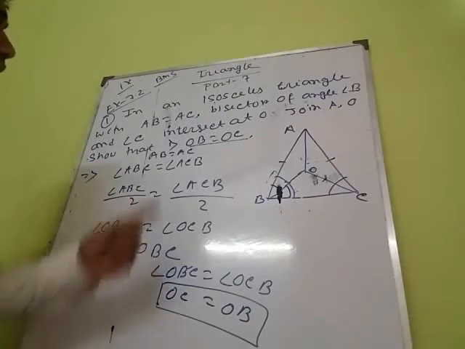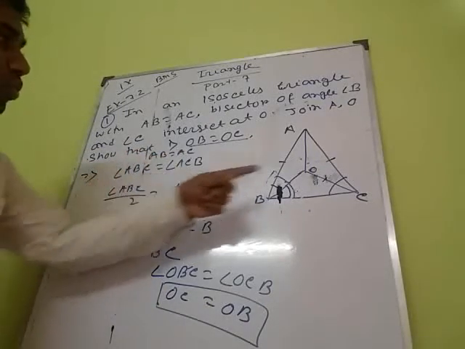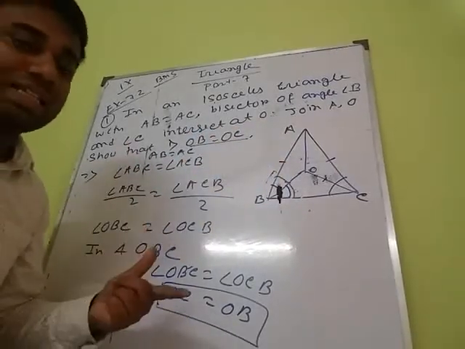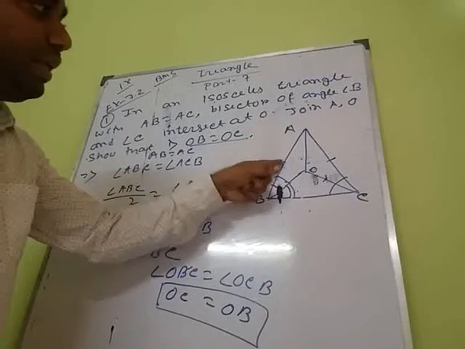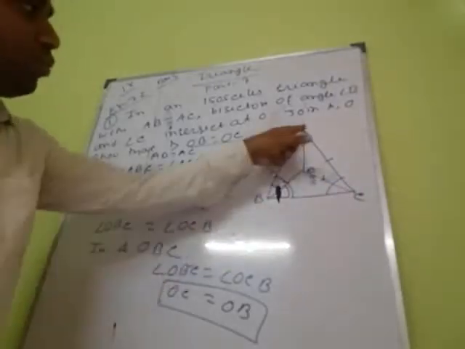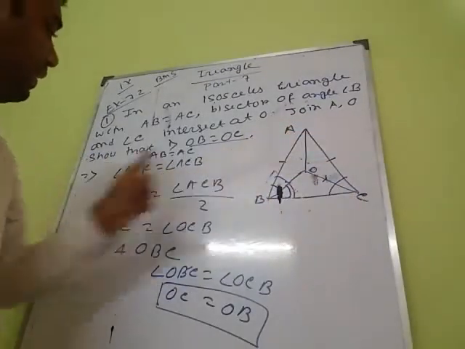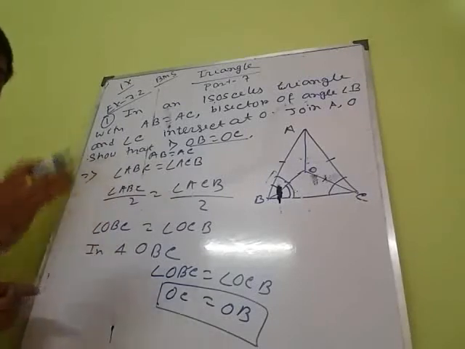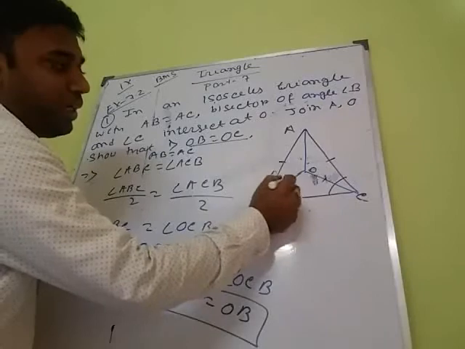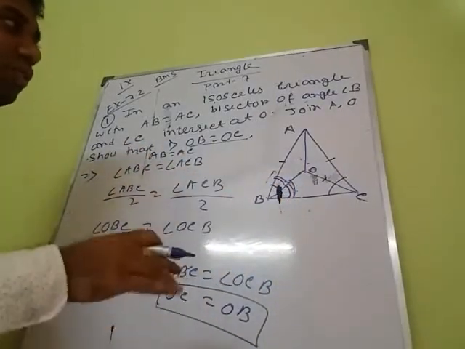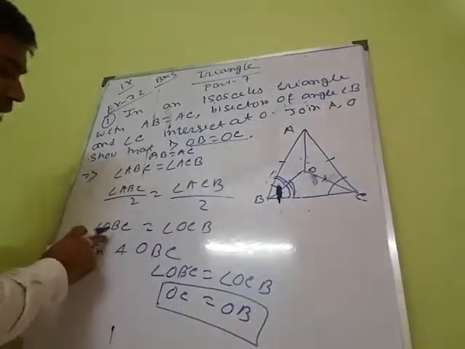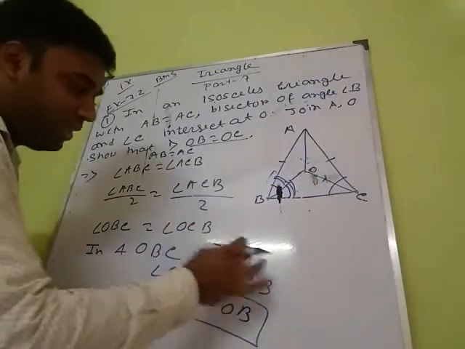Again I am discussing that AB equal to AC is given. So angle ABC and angle ACB are equal. Why? Because of opposite sides and opposite angles. AB equal to AC. The opposite angle of AB is ACB, the opposite angle of AC is ABC. That's why they are equal. Now dividing by 2 on both sides, both parts are equal. You can take ABO, but we need OBC, that's why we take OBC. So OBC equal to OCB.